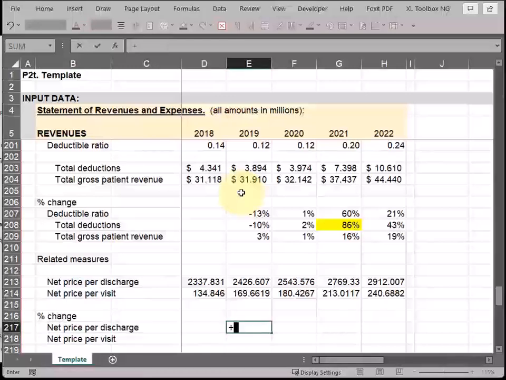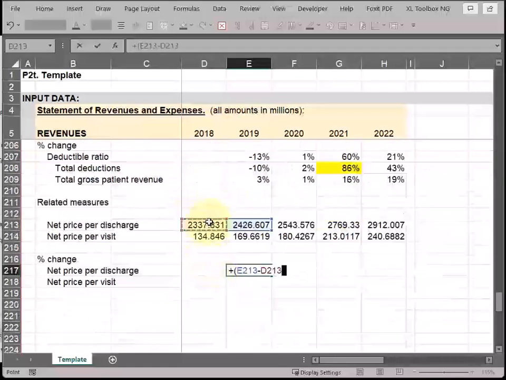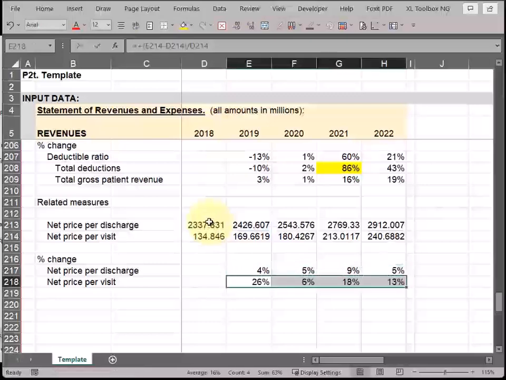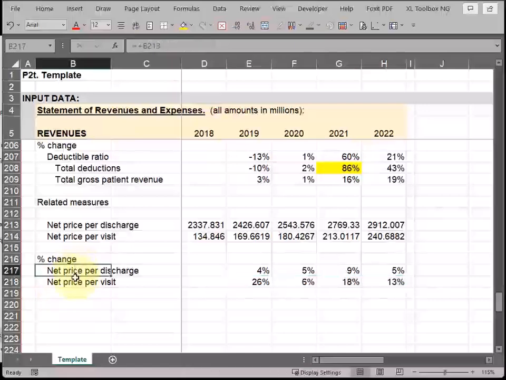Now, just like we did up here, that percentage change, we're going to look at a percentage change in these related measures. There and there. So percentage change is always current year minus previous year divided by previous year. There, and then there as well. So what's happening with our price? In other words, how much we're charging per discharge or per visit.